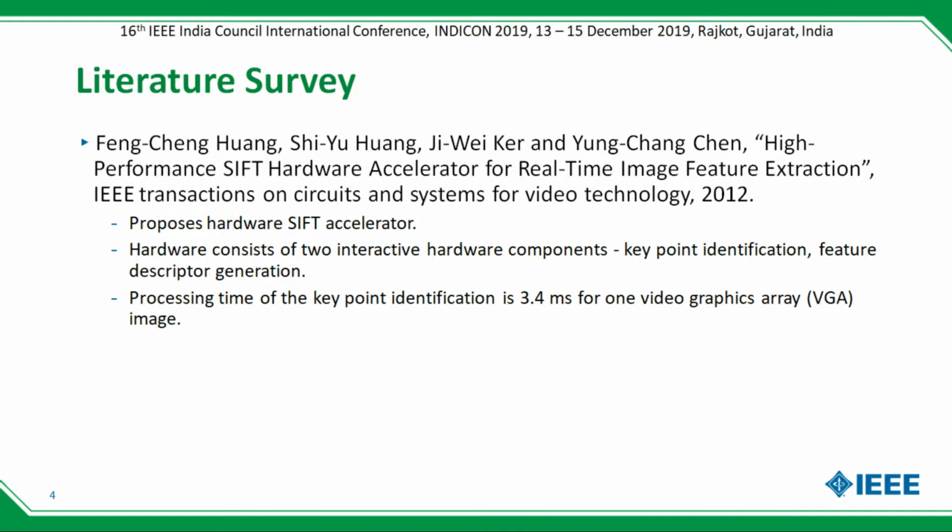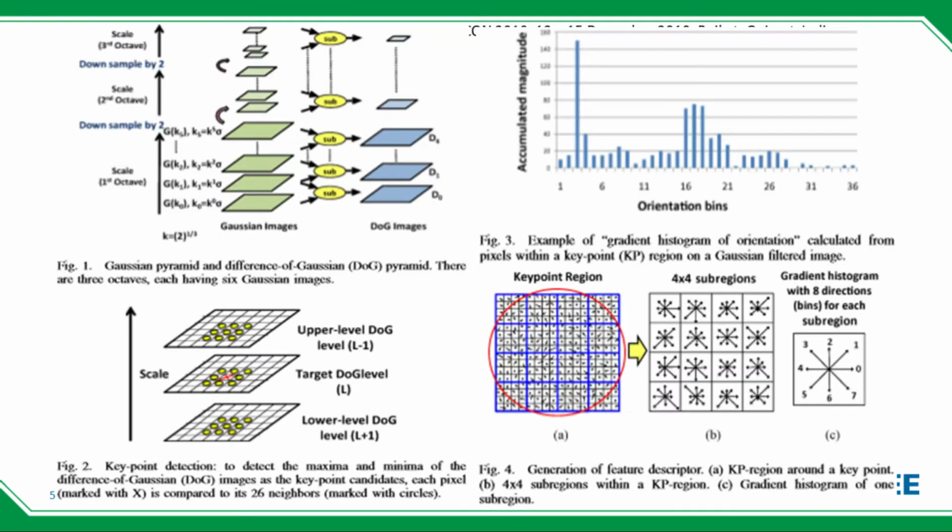Then this is the literature survey. This paper introduces the SIFT algorithm completely, and they provide hardware accelerators for two steps of the SIFT algorithm, that is key point identification and feature descriptor generation. So these are the four steps of the SIFT algorithm, which I will explain in detail later.